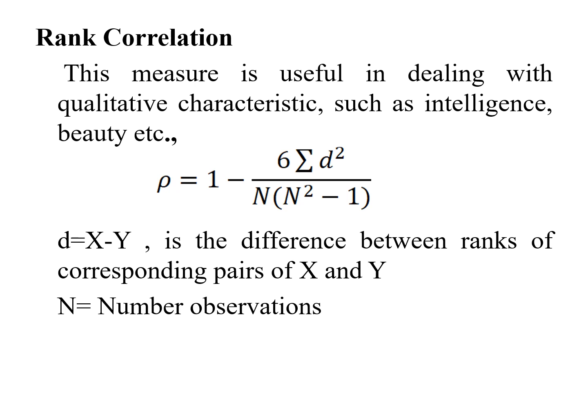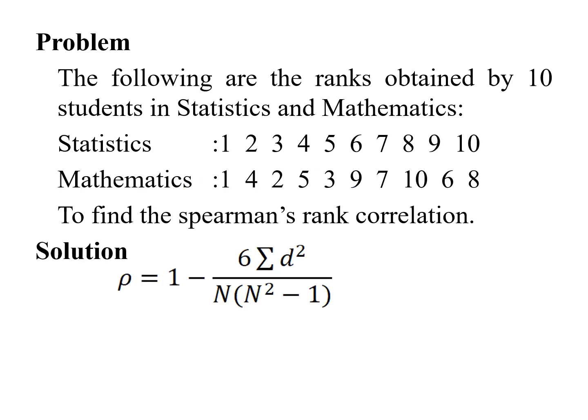This measure is useful in dealing with qualitative characteristics such as intelligence, beauty, etc. The Spearman rank correlation is denoted by rho, which is equal to 1 minus 6 into sum of d square divided by n into n square minus 1, where d equals x minus y, the difference between ranks of corresponding pairs of x and y, and n is the number of observations. Now see the problem for rank correlation.